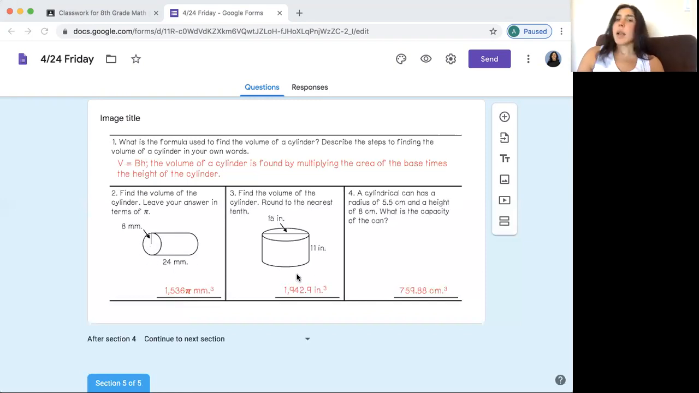So that we know 24 is the height, because the base is here, the circular part, and then 24 is the height. For number 3, the only thing that could have confused people is, again, making sure that we're not using 15 as our radius. Remember, 15 is the diameter. Radius is half of the diameter. So when you were doing pi r squared times height, or the area of the base times the height, you would use half of 15, which is 7.5.